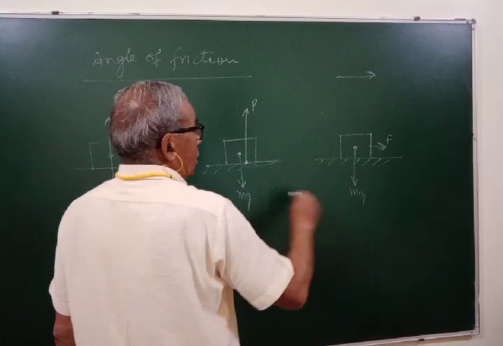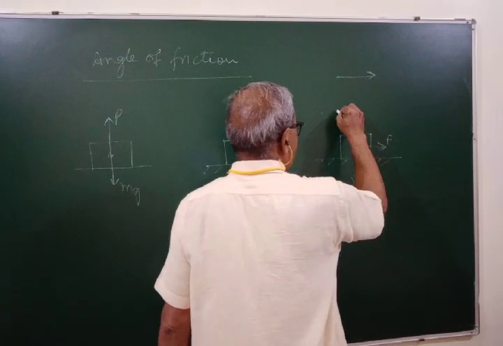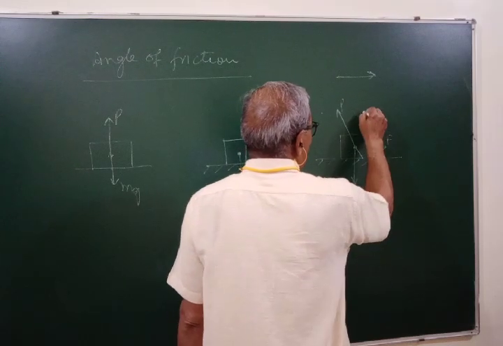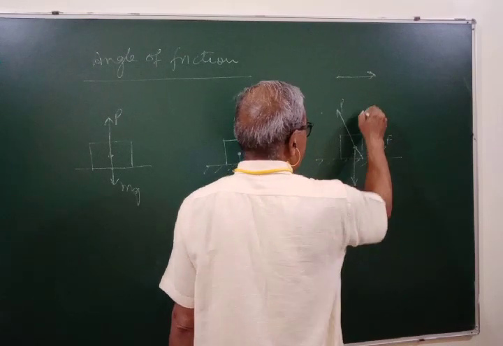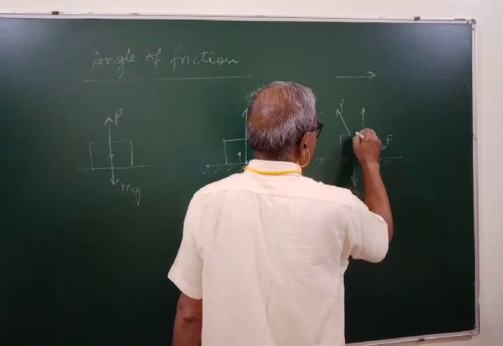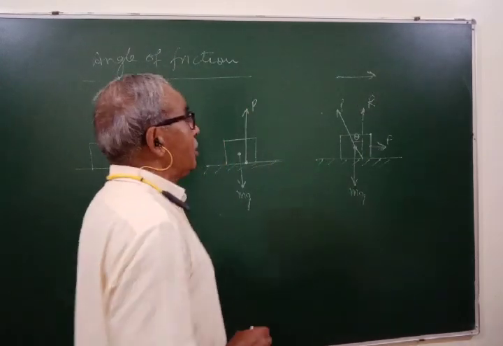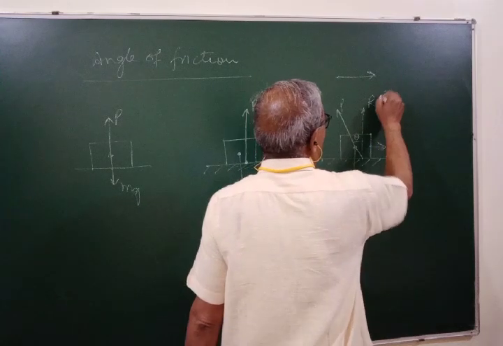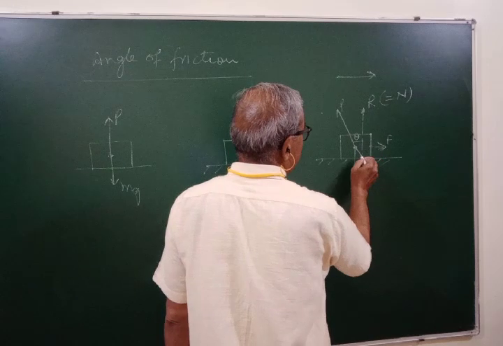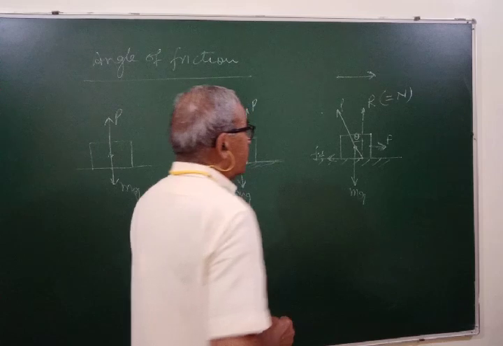But this reactionary force P will get inclined away. Now it may have two components. One along normal to surface. This is angle theta here, and this normal component may be called normal reaction, R, or some people write it as N. And the other component along surface. This is the static force of friction.